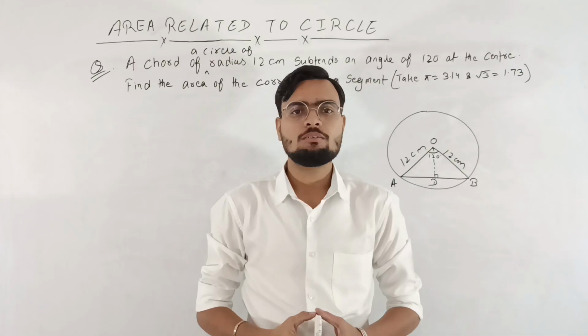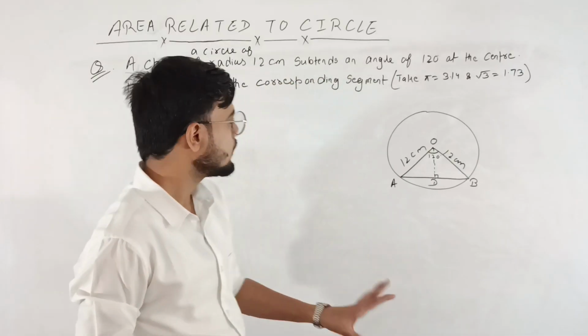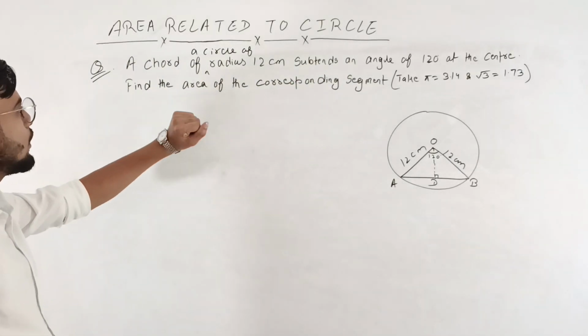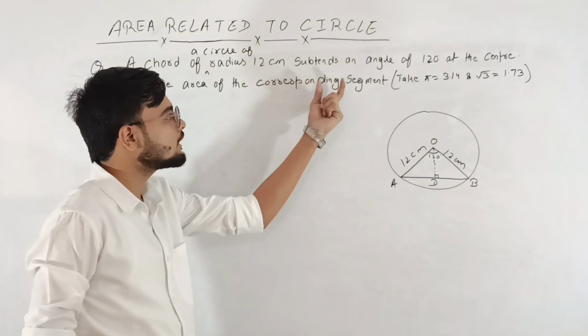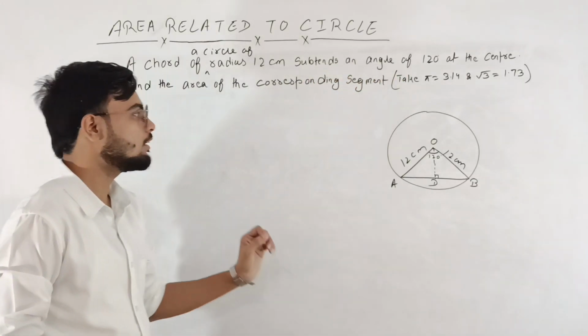Okay. Let's move towards our next question. The question is: a chord of a circle of radius 12 centimeter subtends an angle of 120 degree at the center.